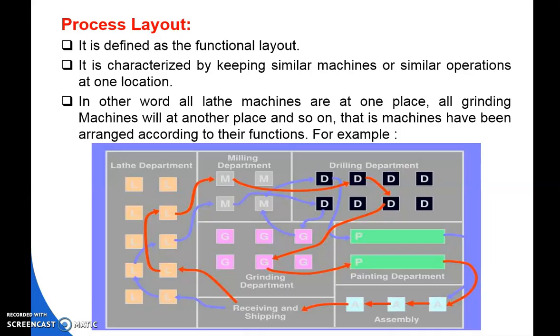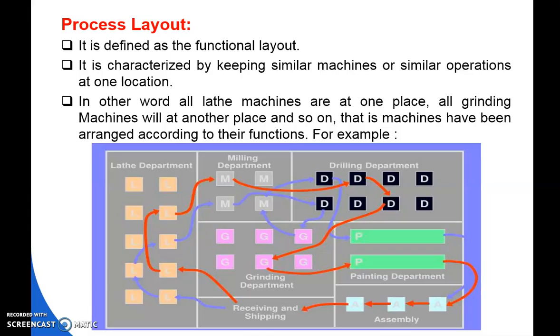In the earlier class, we have studied about the objective and principle of plant layout. In this video, we'll study the classification of plant layout. Basically, we have four types of plant layout: process layout, product layout, combination layout, and fixed point layout or fixed position layout.